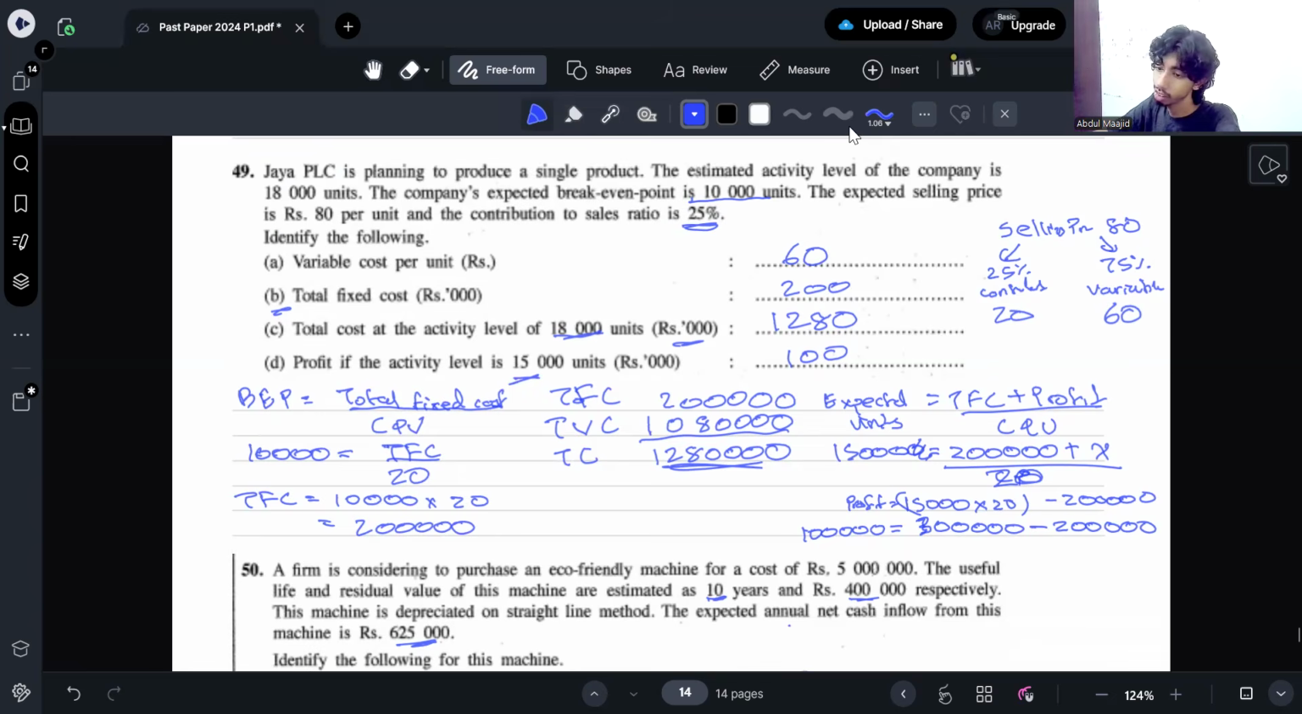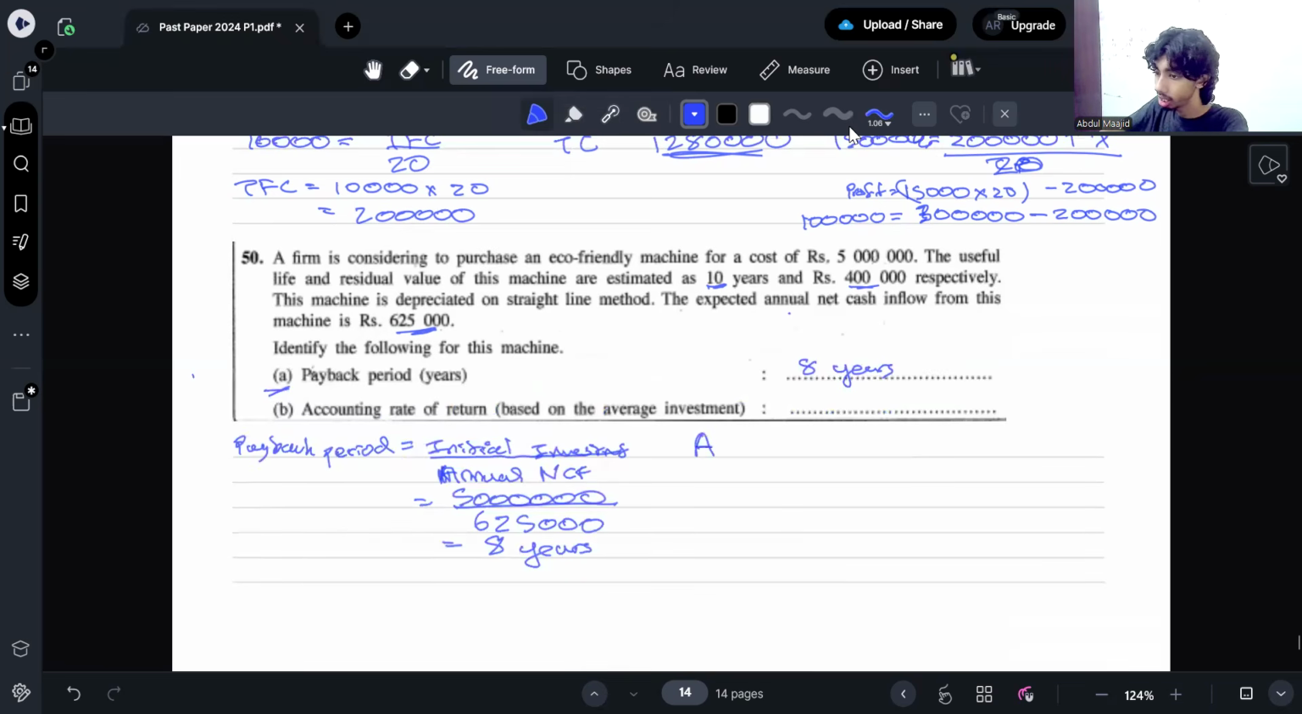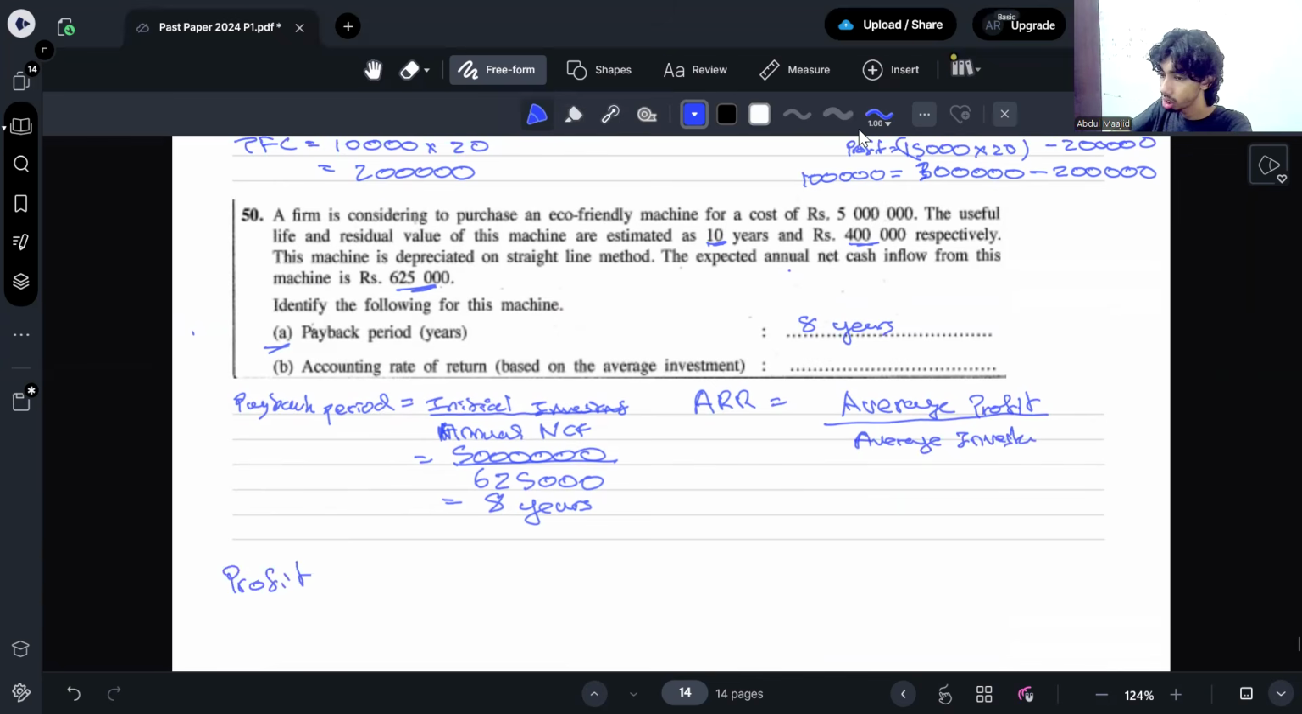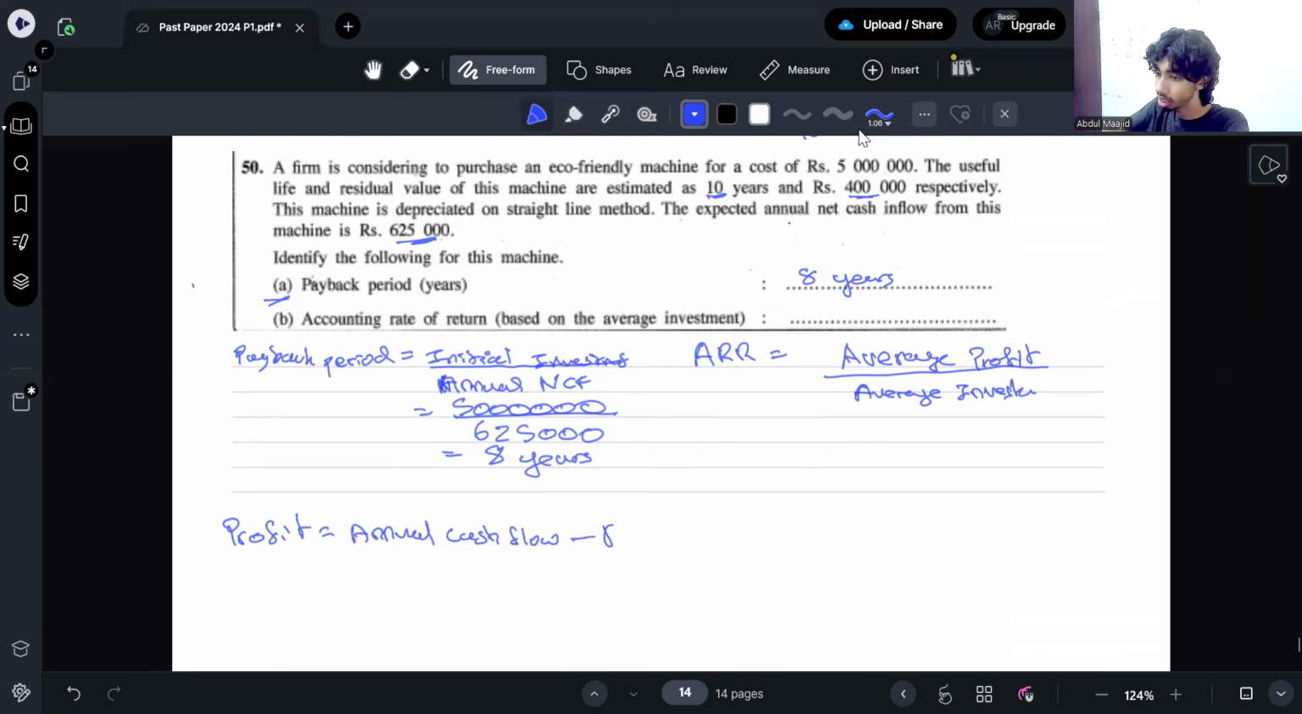Okay, alright. Then 50th one, accounting rate of return. Accounting rate of return equals average profit divided by average investment. Okay. How do you find your profit? Profit equals to annual cash flow minus what? If you deduct what from the annual cash flow, you can find your profit. You have to deduct your depreciation. Annual cash flow is given as 625,000.